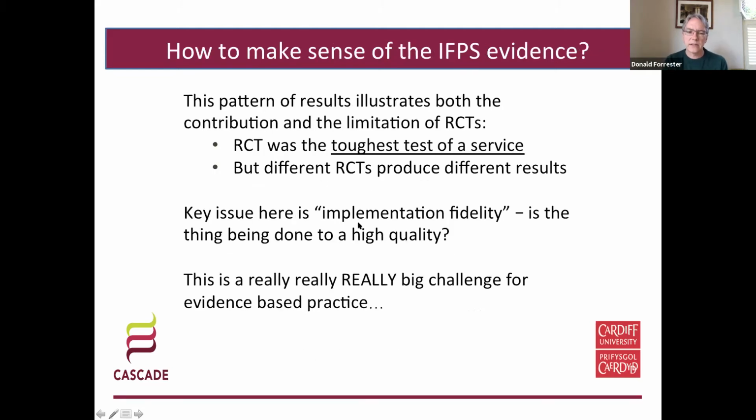I think this pattern of results illustrates both the contribution and the limits of RCTs. So firstly, an RCT was the toughest test of a service. It really does test whether it makes a difference. But you often find that different RCTs of the same intervention will produce different results, or if you drill down into one big study that in different areas or with different therapists, you're getting very different findings. So a key issue here is what is called implementation fidelity. To what degree is the thing being delivered to a high standard? Understanding this has been a really, really very big challenge for evidence-based practice.